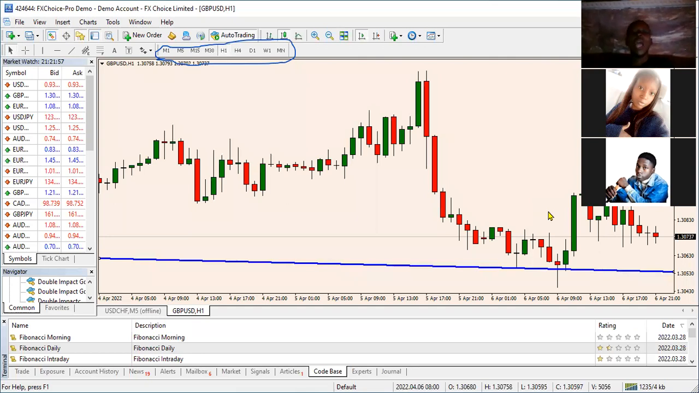Top-down analysis, how to analyze the market and know when to sell. You can still buy. Not that you cannot buy here, but when you buy, you stand more risk of losing than when you sell. Are you getting it? When you buy in this situation, you stand more chance of losing than when you sell.